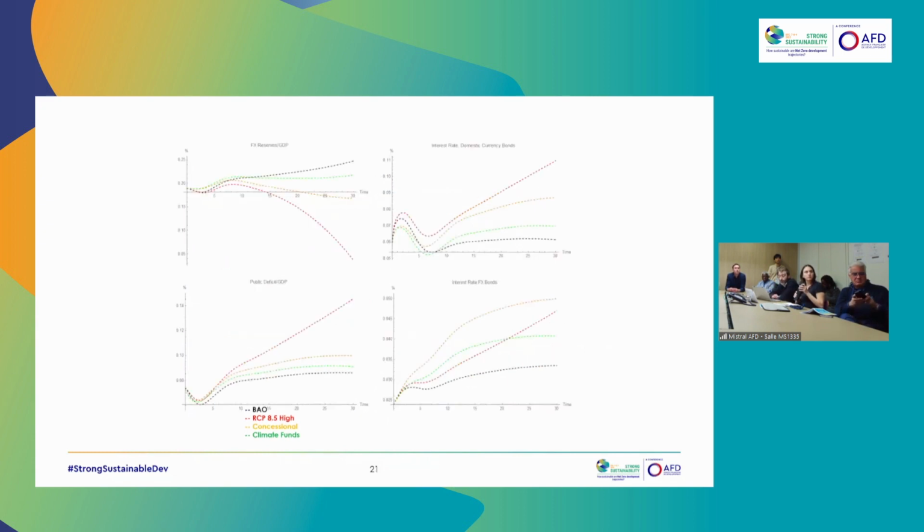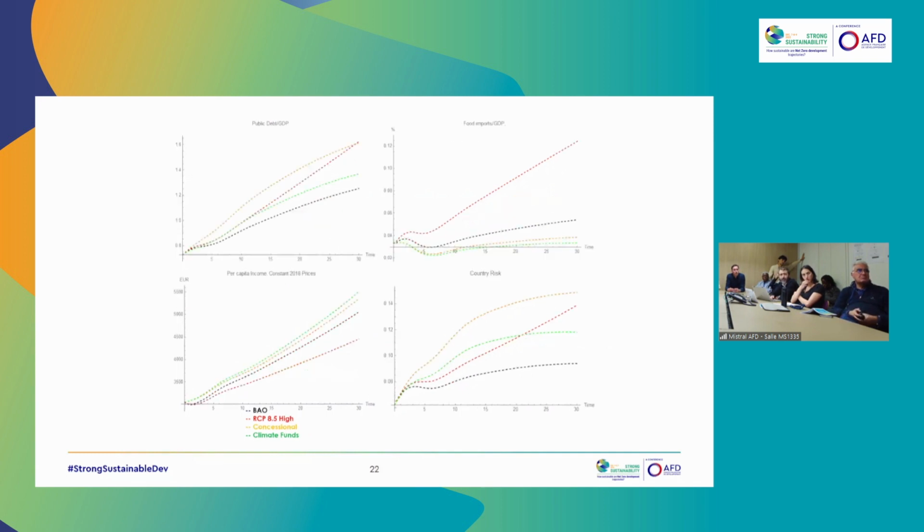And moving on, one of the most important things is that the adaptation policy makes sure that the country does not run out of FX reserves. That's the top left panel. As you can see, both the orange and the green curve make sure that the country still has a positive amount of FX reserves as a percentage of GDP. The situation is much better with climate funds, again. The interest rate on domestic currency bonds of the government stays much lower with climate funds. Public debt deficit stays lower with climate funds. Interest rate on foreign exchange bonds stays lower with climate funds. This is all what was expected anyway, because it's partially financed by donations.